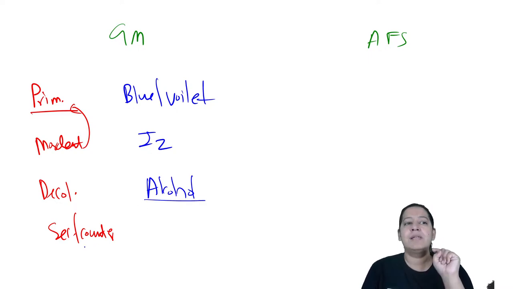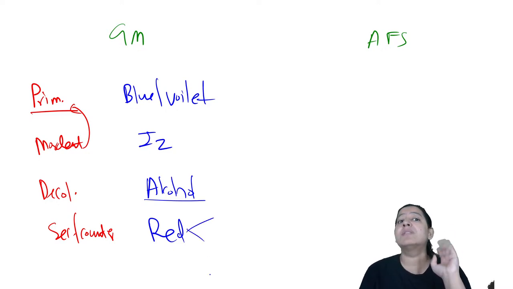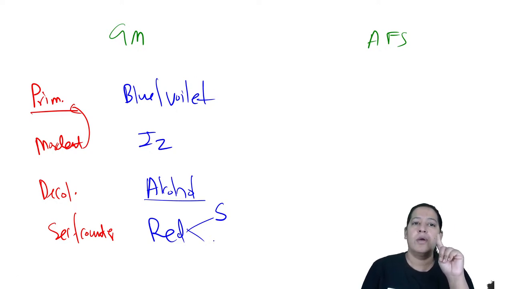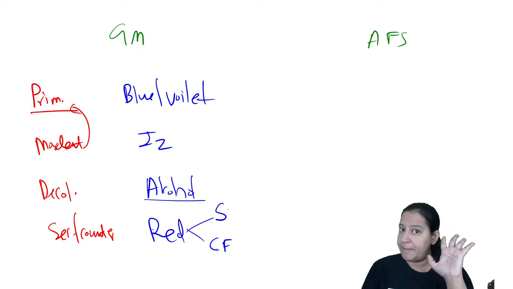95% ethanol. And secondary stain is any stain which is red color. You should know different stains. Which ones are red? Safranin is a red stain. And there are other red stains too. I will enumerate them: carbol fuchsin and safranin. These two are red.